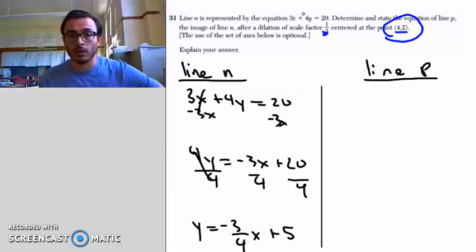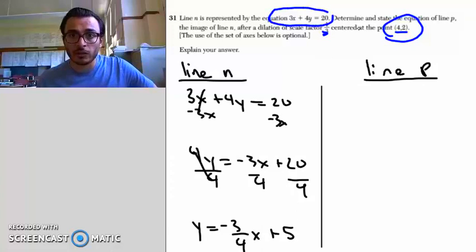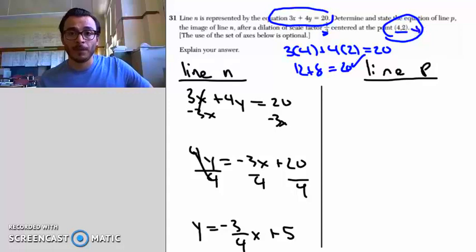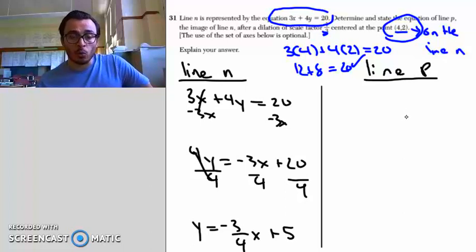One way that you can check that is just by plugging the 4 and the 2 into the equation. I would just plug into the original one. That's much easier. So if you plug in the 4 and the 2, you're going to get 3 times 4 plus 4 times 2 equals 20. Is this equation true? 3 times 4 is 12. 4 times 2 is 8. 12 plus 8 equals 20. This point is on the line. I just tested it. It is on line N. So line P will be the same exact line you started off with.